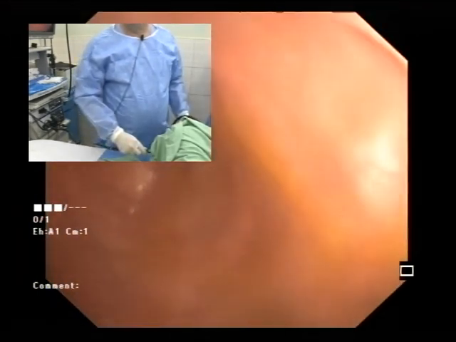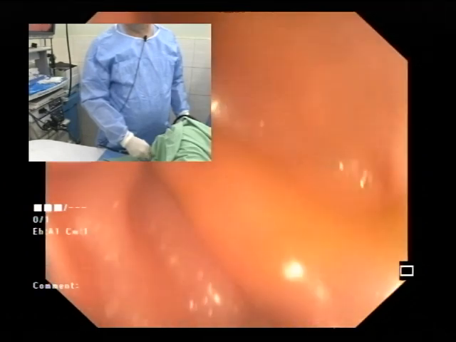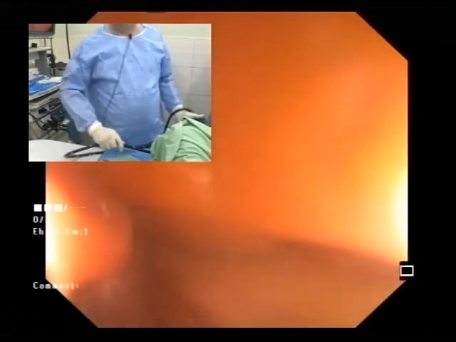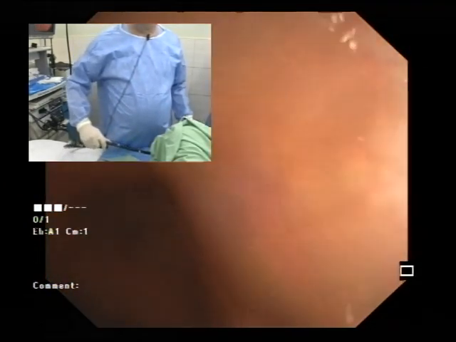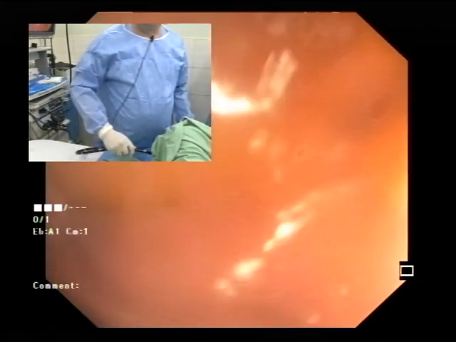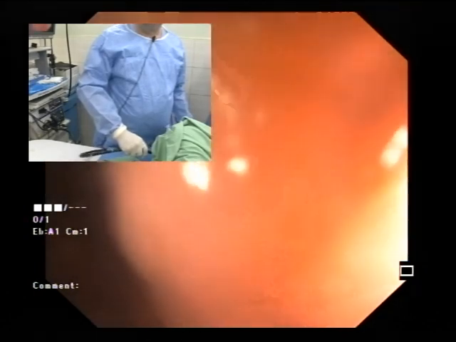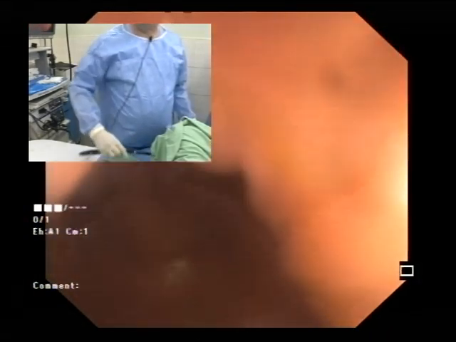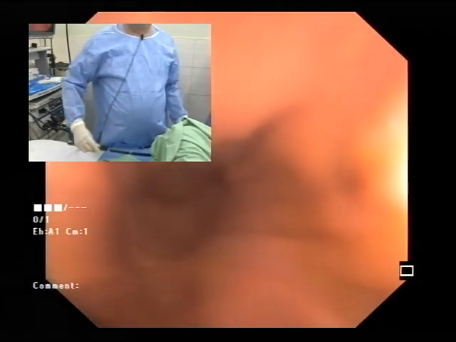So we're going forward now, just advancing nice and steadily, patient reasonably comfortable. But if you go on the scope guide, you wouldn't want to keep going. Keep coming back and now go forward. We don't have to come back too far. Then go forward, go forward, go forward, stop, draw back. Keep it coming back, clockwise torque, and then down.